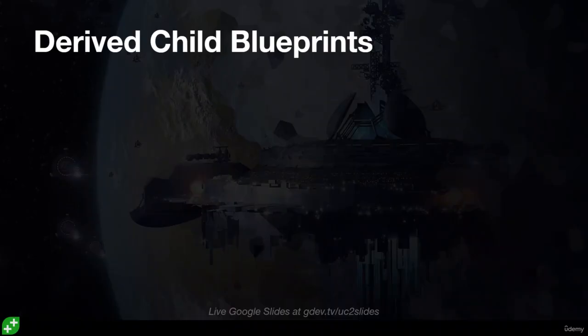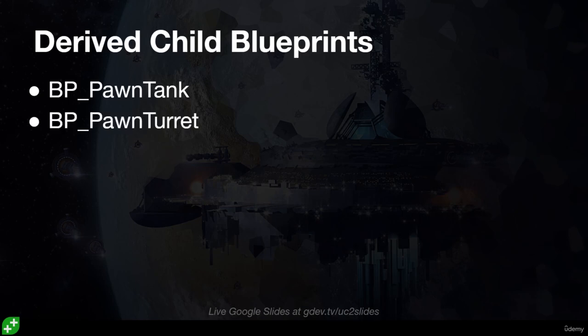So in this lecture, we derived a BP pawn tank blueprint from the base pawn class, as well as a BP pawn turret. In the next lecture, we're going to talk about how we can make these look different from each other by exposing their components to Blueprint so we can edit some properties.